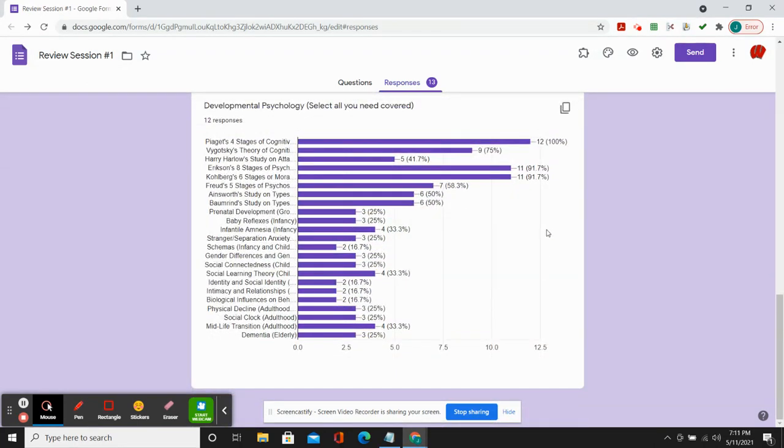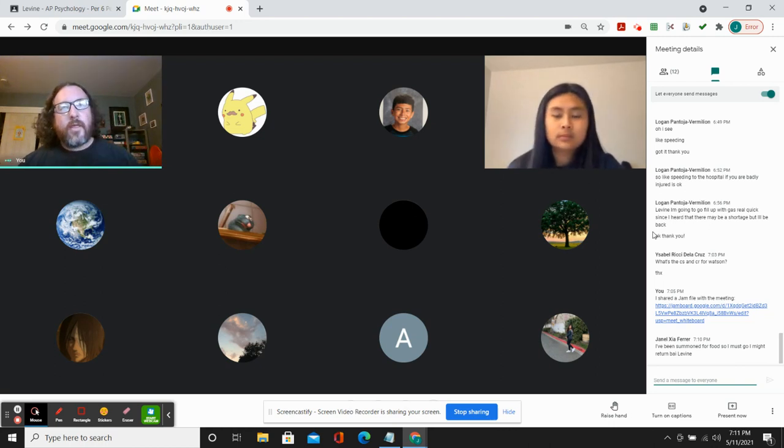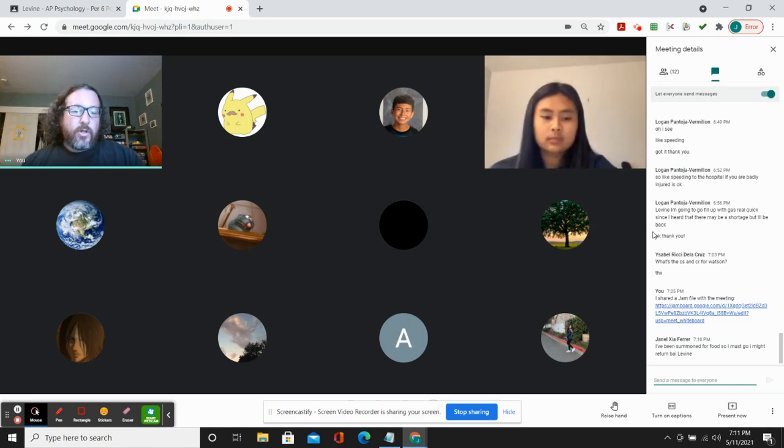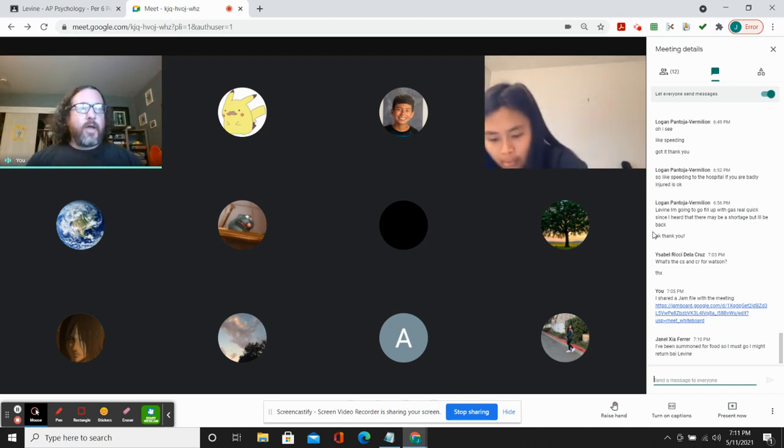So let's go back to development. And let's talk about Lev Vygotsky. All right, so Lev Vygotsky, Russian psychologist, looked at how children develop cognitively. So in many ways, he's very similar to Piaget. Both Vygotsky and Piaget measure and look at the development of cognitive skills with children.